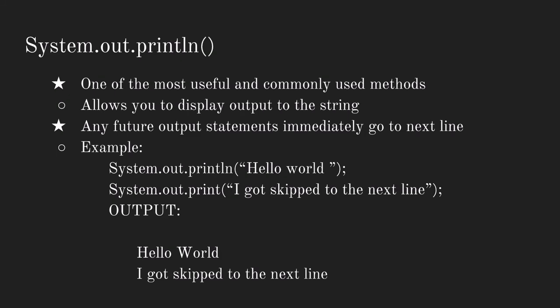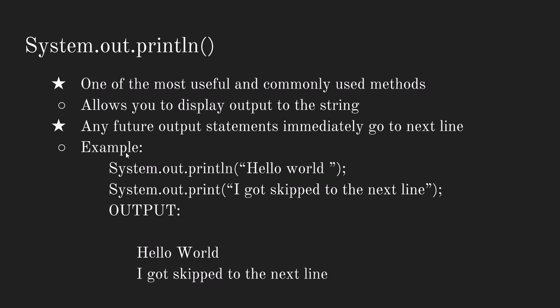System.out.println may look a little fuzzy, but basically what you need to know is that it's one of the most useful and commonly used methods, and it allows you to display output to the compiler. It allows you to display output containing a string. Inside the parentheses, you would put a string. What makes system.out.println unique is that any future output statements immediately go to the next line.